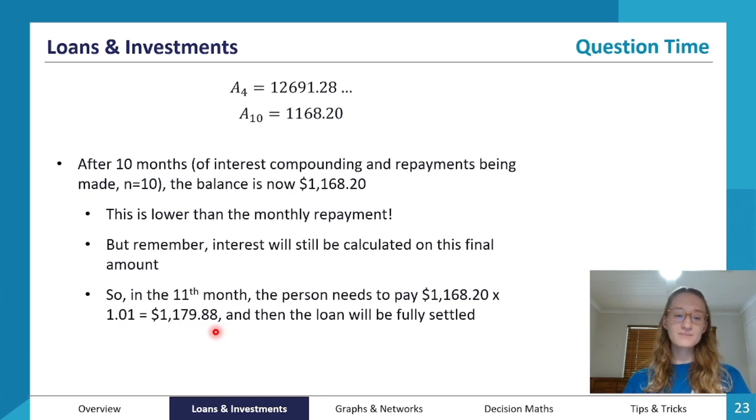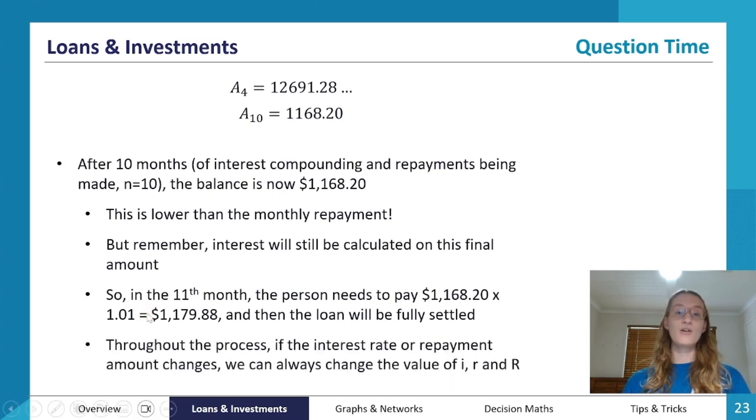$1,179.88 left owing. So their final repayment, their final adjusted repayment, some questions might call it, is going to be $1,179.88. So they're not going to have to pay $2,000 in the 11th month because there's not that much left owing on the loan, which is awesome news for these people.